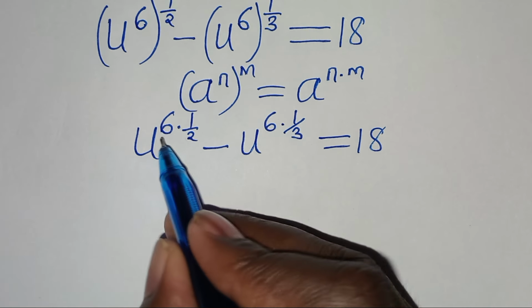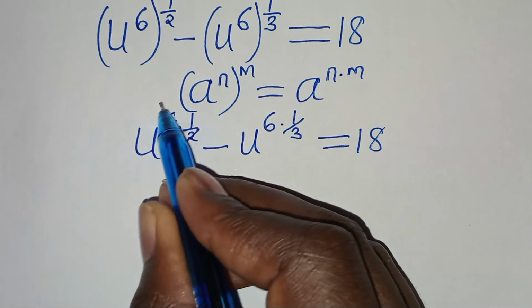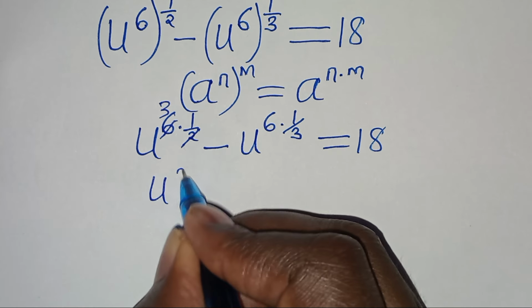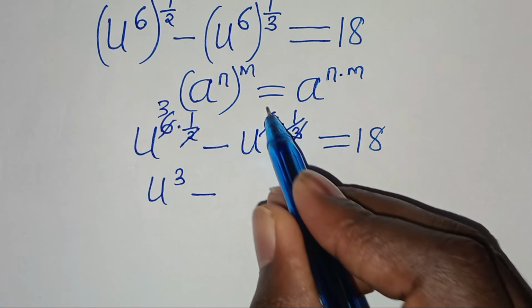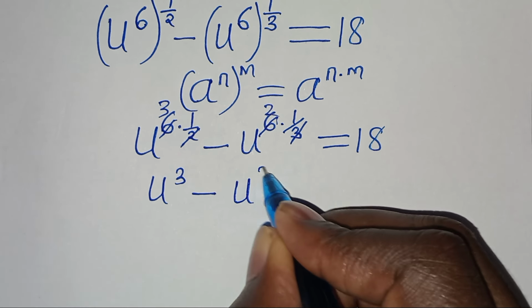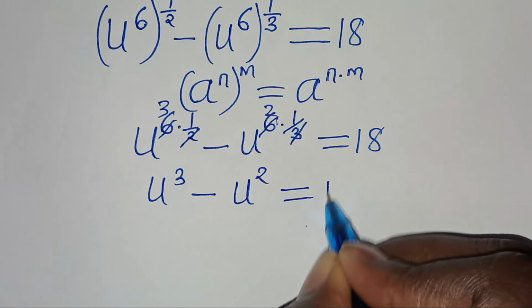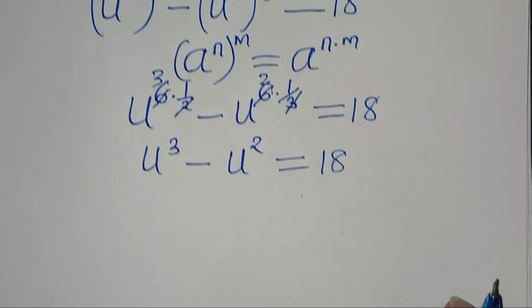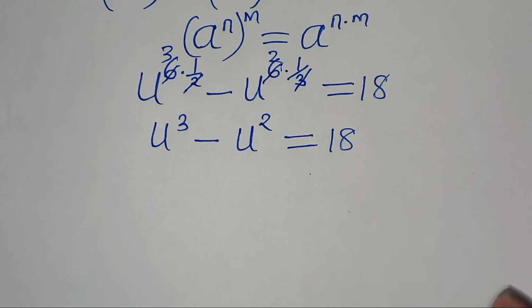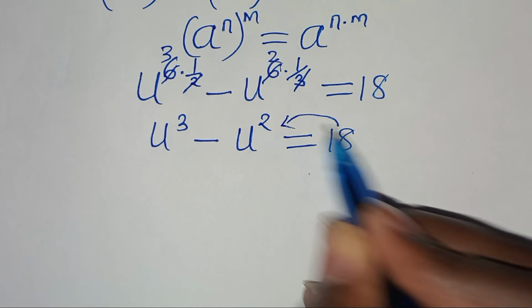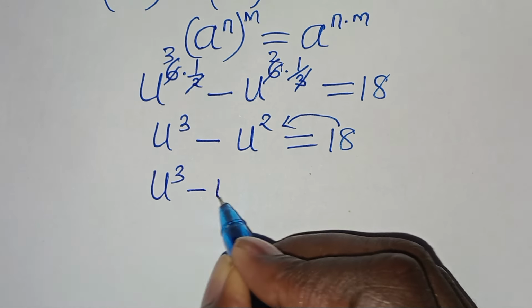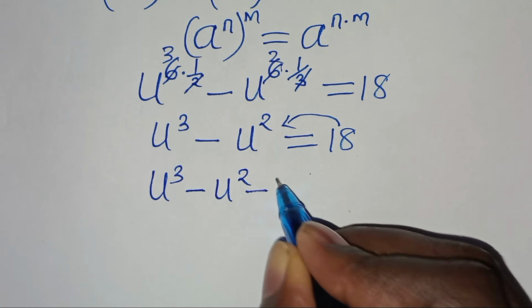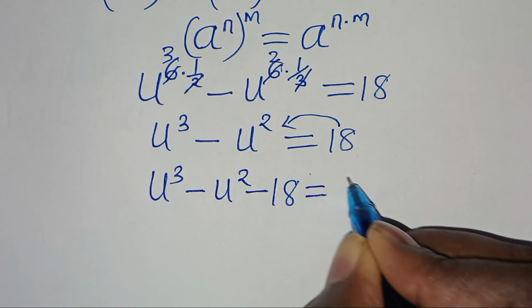So we can simplify here. 6 divided by 2, this is 3. So we have u to the power of 3 minus, now 6 divided by 3, this is 2. So we have u to the power of 2. This is equal to 18. So the next step is to take 18 to the left hand side, so that we have u to the power of 3 minus u to the power of 2, subtract 18. This is equal to 0.